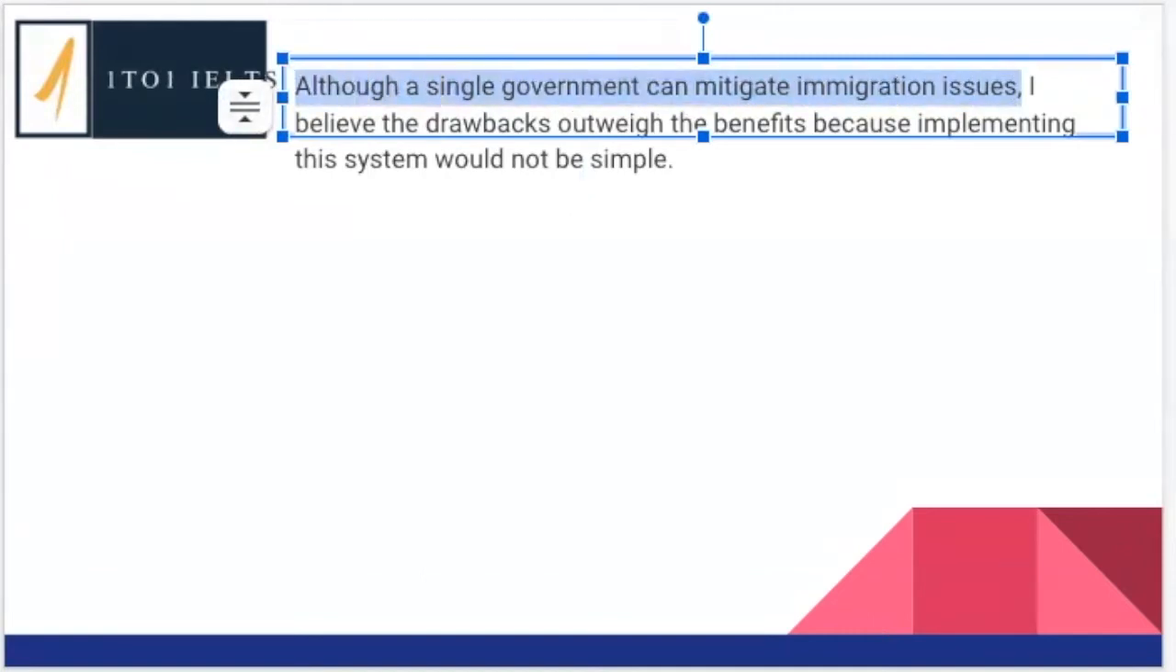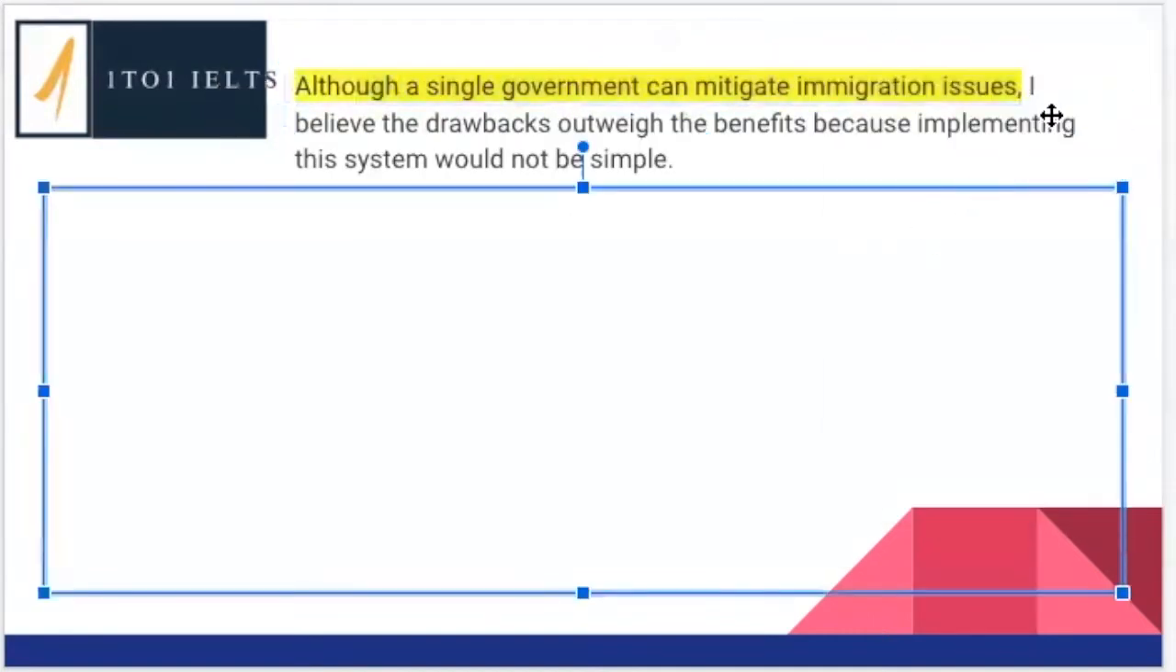Okay, so let me just highlight this. And then in the second body paragraph, we'll have a look at this second idea. Okay, so a single government can mitigate. So if you're not sure what the word mitigate means, it means reduce immigration issues. So who of my students who have done this before can give me a topic sentence for this paragraph? And then we'll break it down and have a look at what the 4 parts are. So remember, we need to be saying, is it an advantage? Is it a disadvantage? What is an advantage or disadvantage of? Some connecting words, and then our main idea.